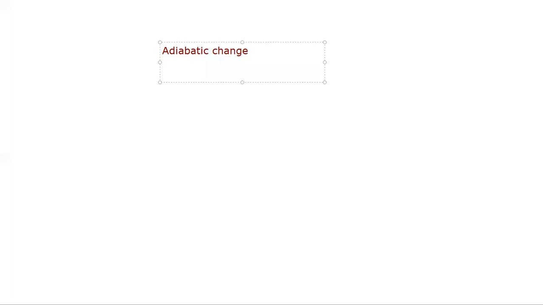So today we are going to learn adiabatic change. What is an adiabatic change? If the change of pressure and volume of a gas takes place under such a condition that no heat enters or leaves the gas. Very important. Understood? Which means that Q is constant.